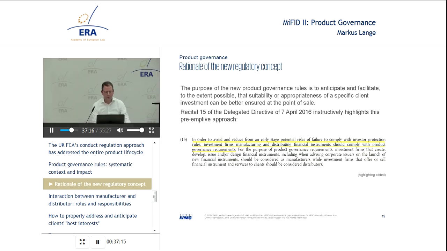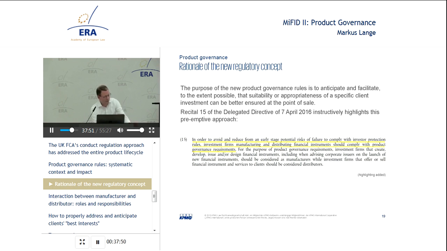I find it quite important to look into the recitals in MiFID II, because there you find not only the definition of research, as we learned in the morning. It's quite interesting that you find these important definitions or concrete issues in recitals. You also find, from my point of view, the real reason why product governance rules exist. It clearly says: in order to avoid and reduce from an early stage potential risks of failure to comply with investor protection rules, investment firms should comply with product governance requirements.